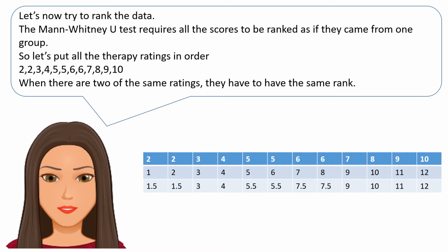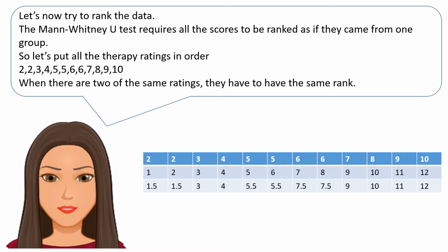Now, if we look at the first 2 ratings, or the lowest ratings, which are 2 and 2, they would normally have the ranking 1 and 2, but because they're the same rating, we have to give them a number in the middle, which is 1.5 and 1.5. So their ranking is 1.5 and 1.5. Then the rating 3 out of 10 gets a rank of 3. The rating 4 gets a rank of 4.